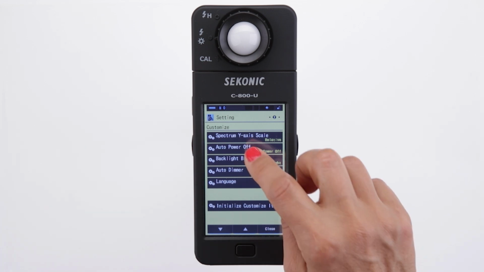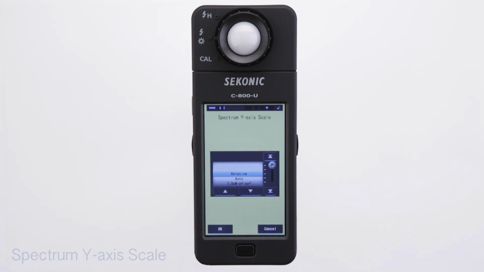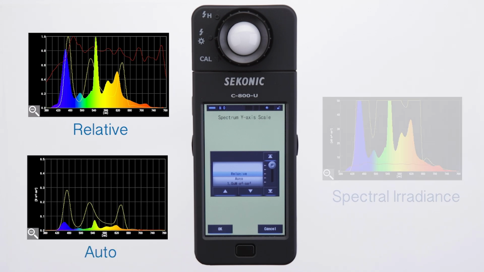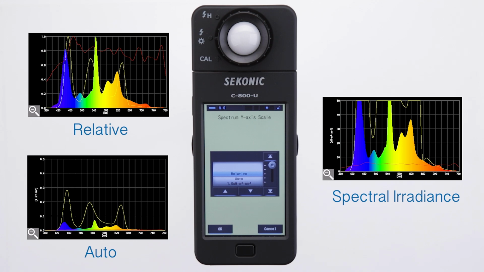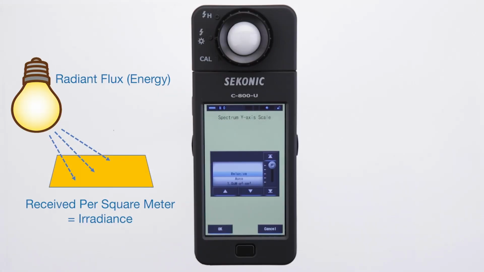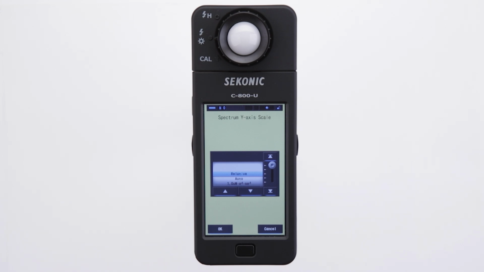The next customizable setting is Spectrum Y-axis scale. Here you can select relative, auto, or any specific number of the spectral irradiance as the maximum display value for the Spectrum Y-axis. But what is it? Irradiance is the power received by a surface per unit area and can be referred to as the intensity of power, in this case the intensity of light. So spectral irradiance specifically is the irradiance of a surface per unit of wavelength, watts per square meter per nanometer.